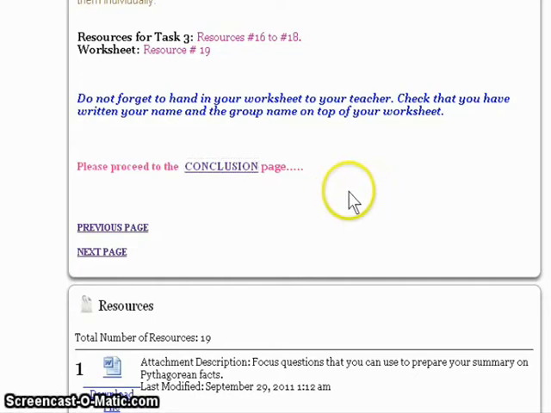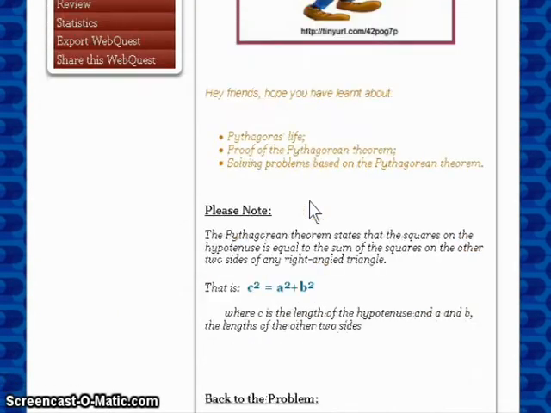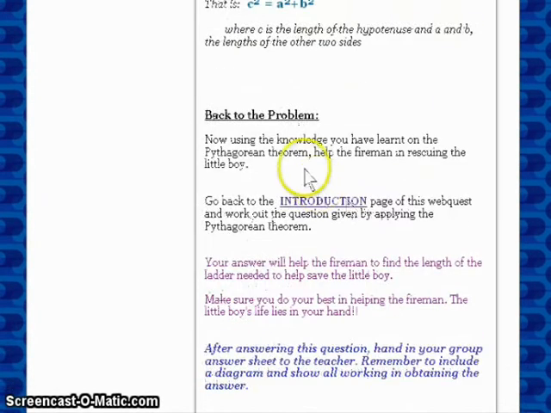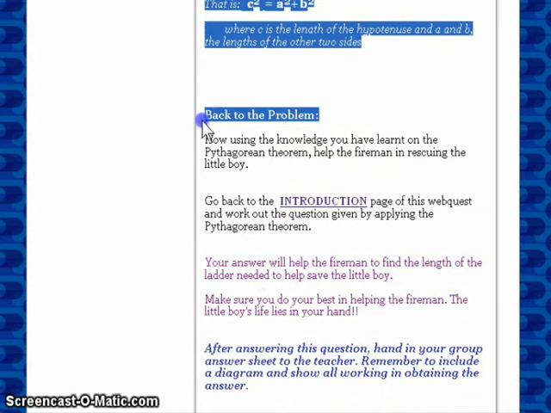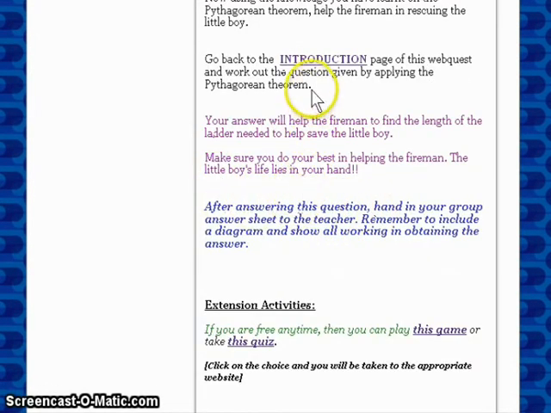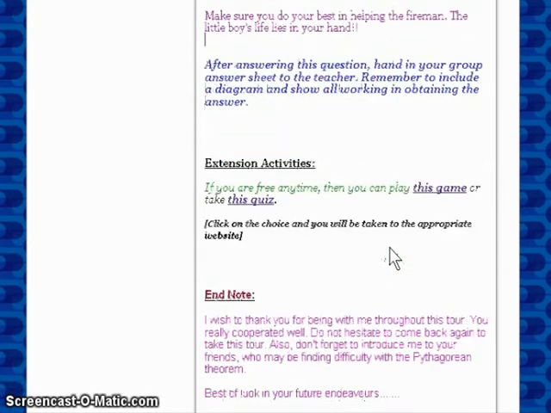This page first of all summarizes the whole quest, that is, the main points of the lesson. Secondly, it takes the learners back to the fireman problem. This time, it requests students to use the Pythagorean theorem to solve the problem. Remember, this has to be done by the students in groups and the answer sheet submitted to the teacher for marking. Furthermore, this page provides links to other related websites containing quizzes and games.